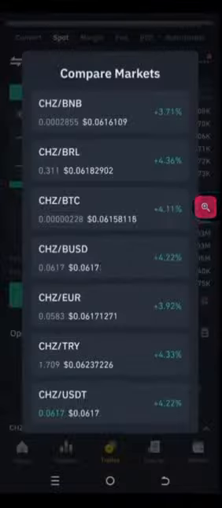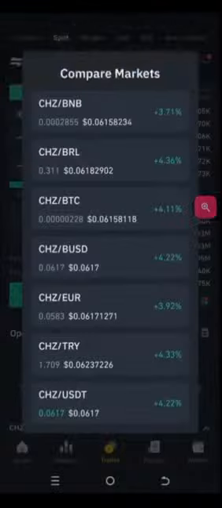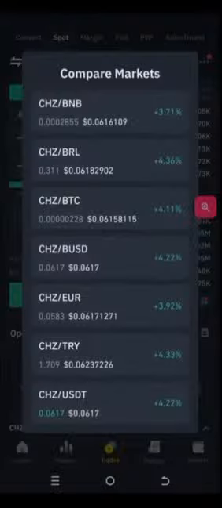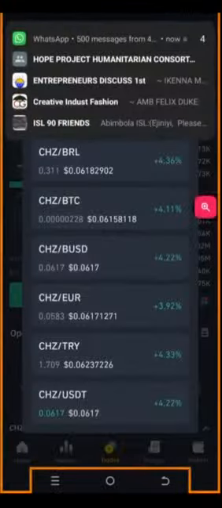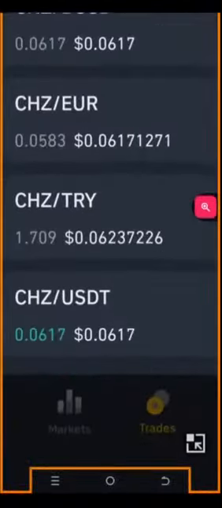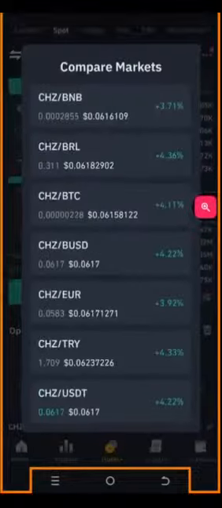Looking at this, which one is the cheapest price? You have to look at what is the cheapest price. We can see that it looks like BTC 0615. We have 0618 as BRL. We have 0616 as BNB. Then where's the USDT? USDT is 0617. Let me show you that. 0617. Let's look at that. So which one would I go for?